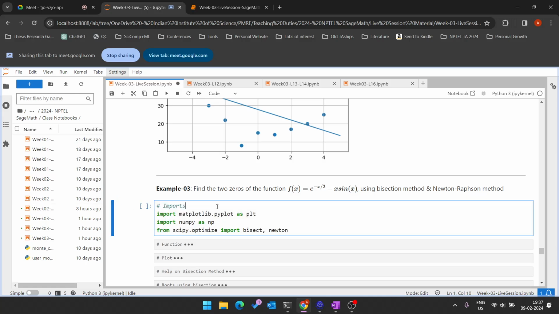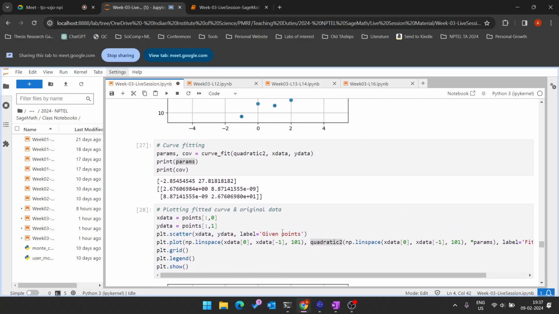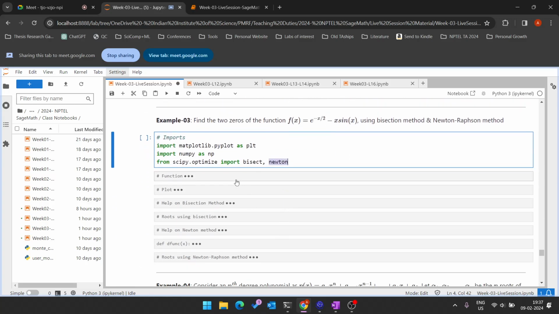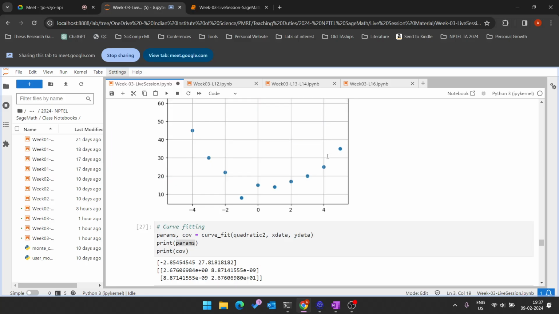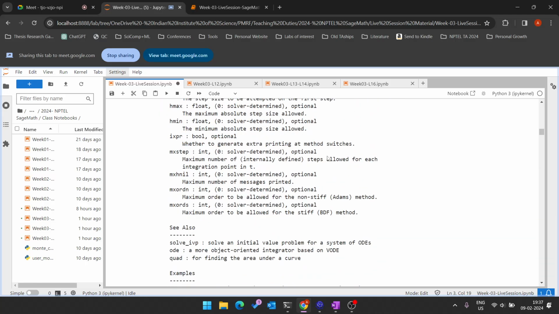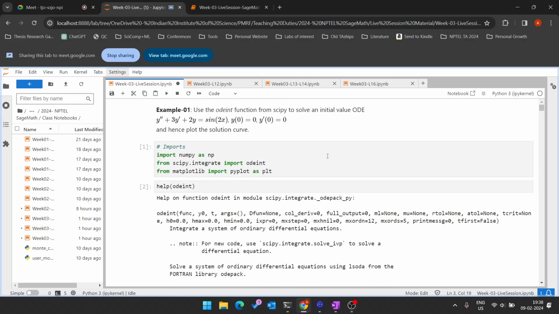We first again begin by our same thing. We import matplotlib.pyplot, numpy, and from within SciPy optimize itself we get bisect and newton. In the previous example we obtained curve_fit, which was also from SciPy optimize, but odeint was from a different submodule. You can check it here also. It was from SciPy integrate.